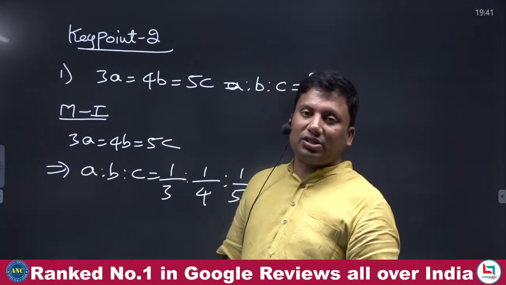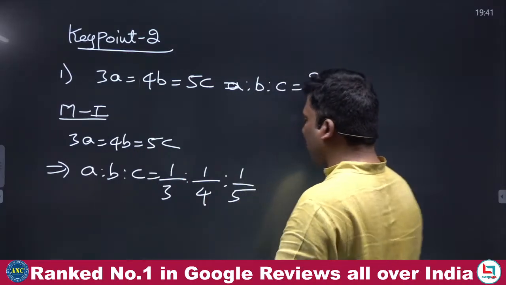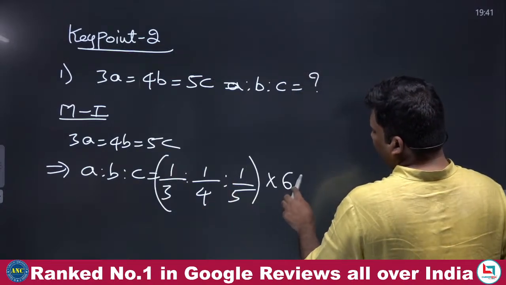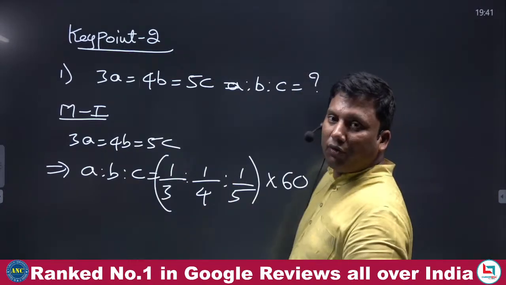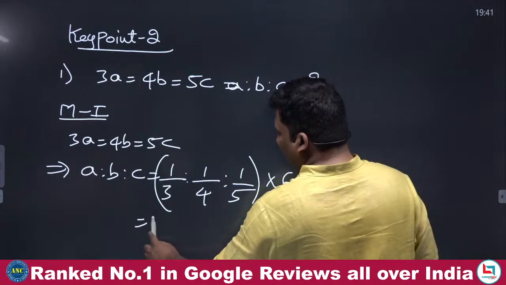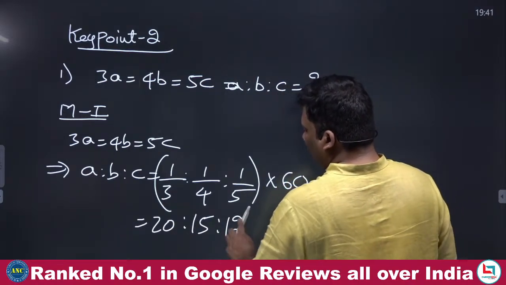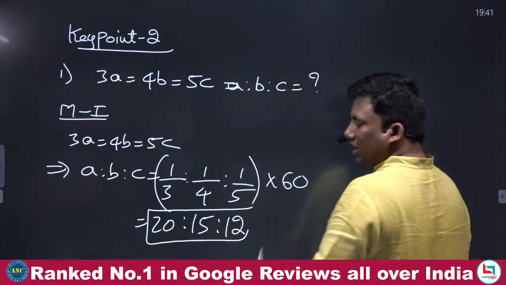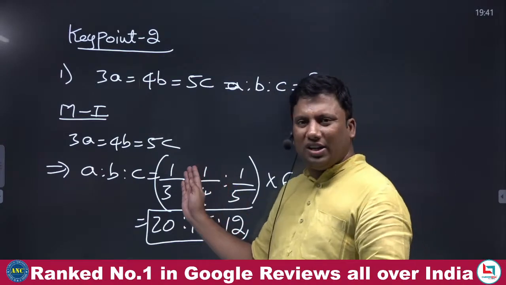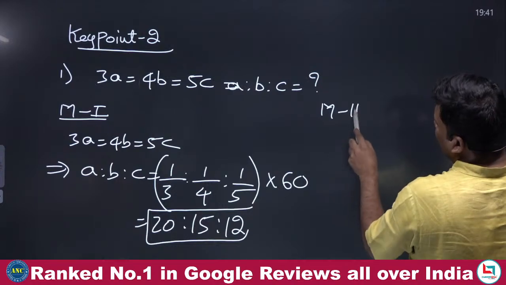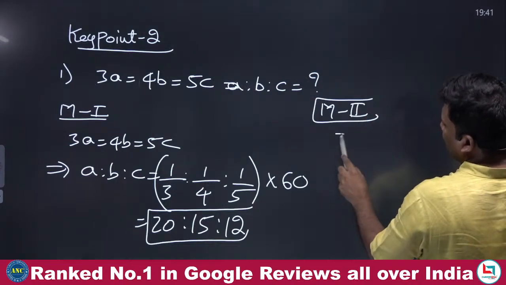Product of two variables constant means they are inversely proportional. So multiply with their LCM. LCM of 3, 4, 5 is 60. So it is 20, it is 15, and it is 12. A is to B is to C is 20 is to 15 is to 12. You don't need to do all this. Single step, just by looking at a question, you will get the answer.